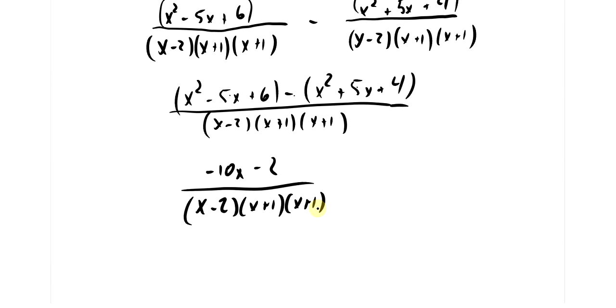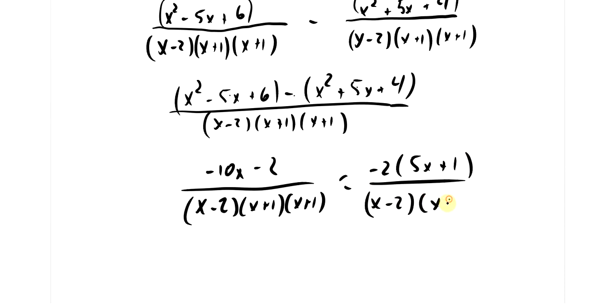So not much simplification can happen here. We can factor out a minus 2 out of the top. And we can write that x plus 1 times x plus 1 is an x plus 1 squared. There's really no need to multiply it out any further. Nothing cancels, nothing simplifies anymore, so we'll just stop there.